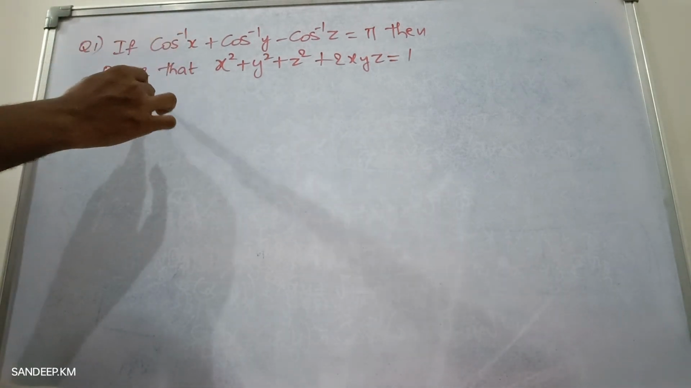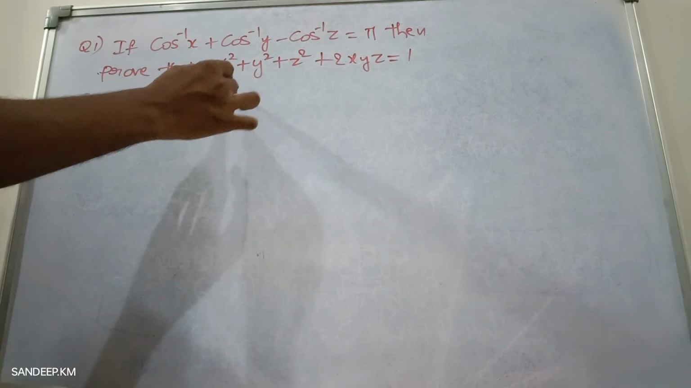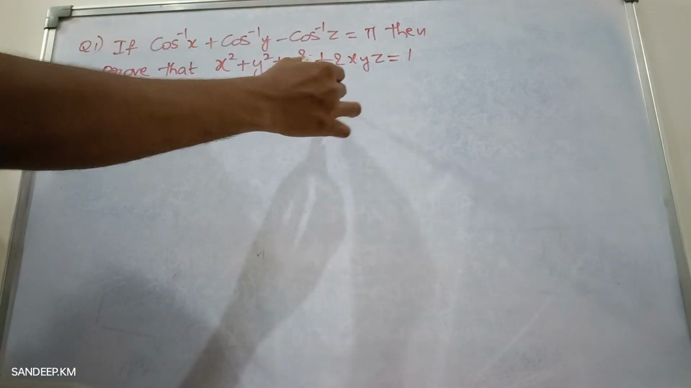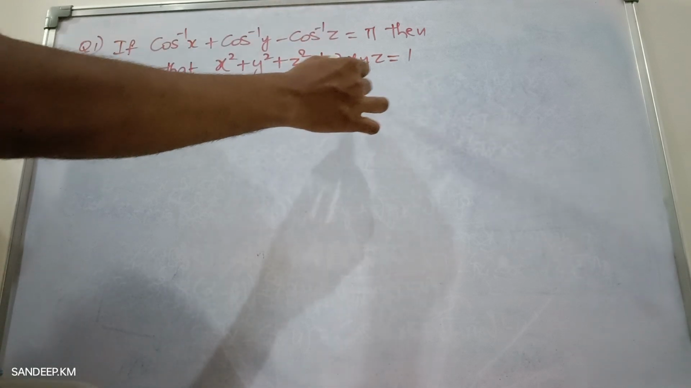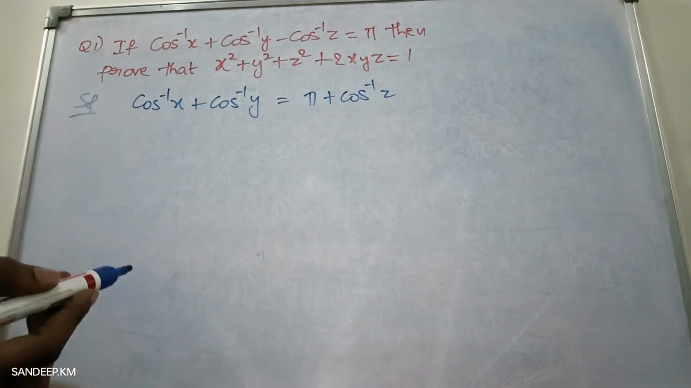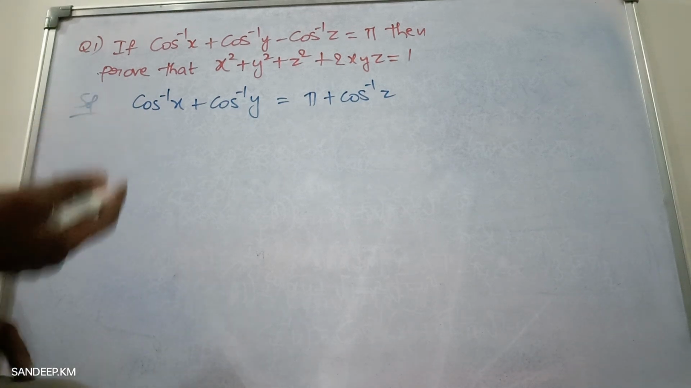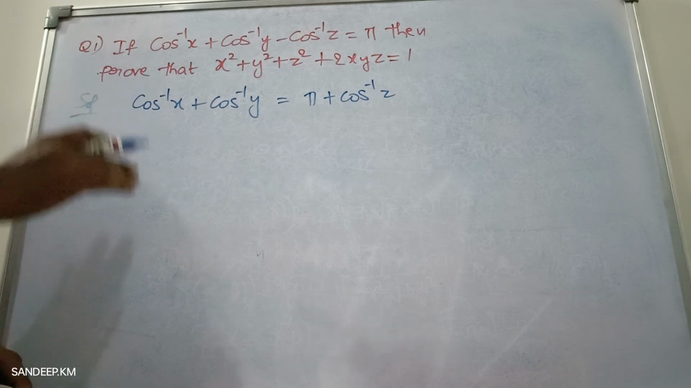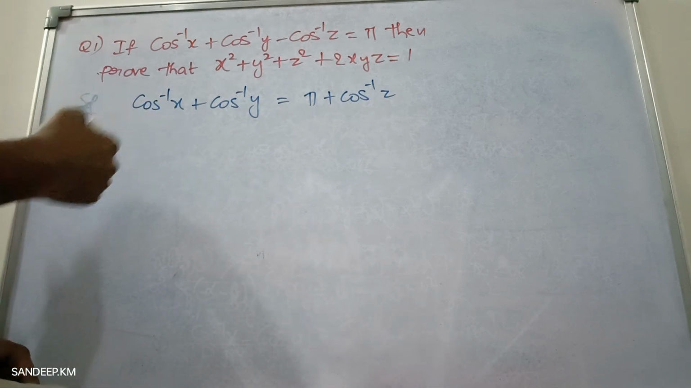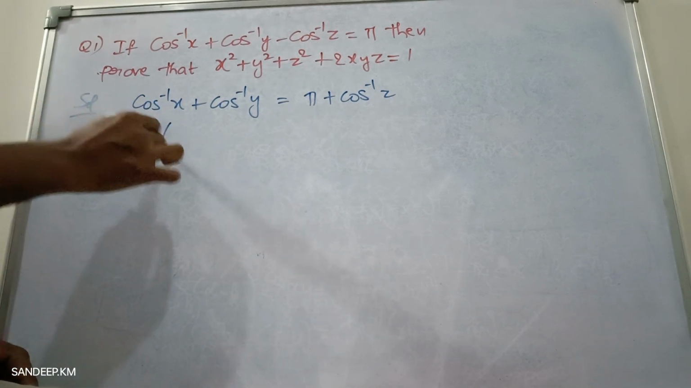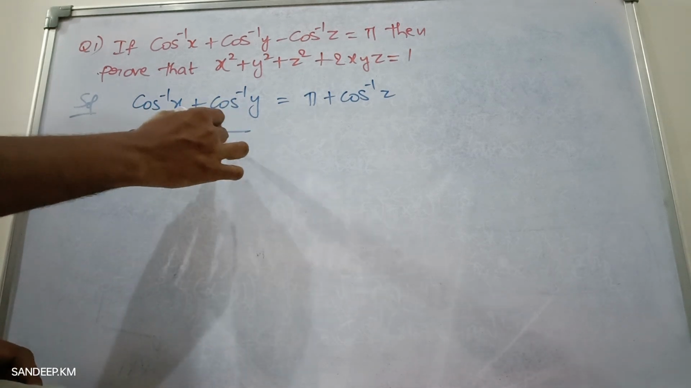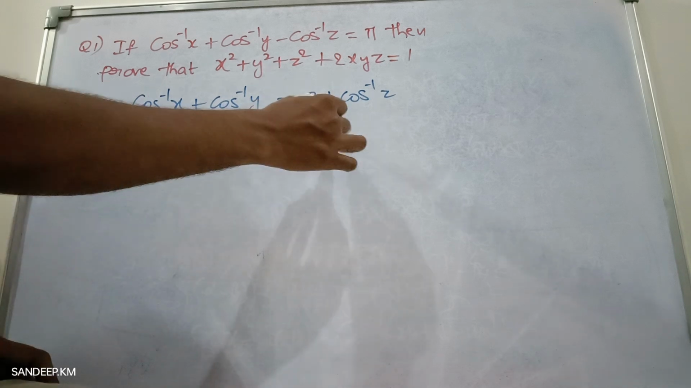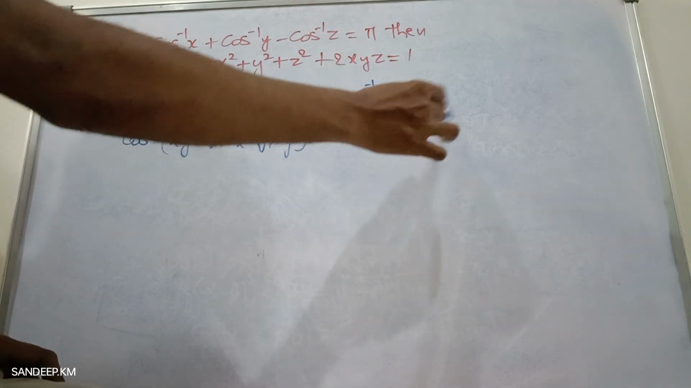So first of all, cos inverse x plus cos inverse y is equal to pi as it is, and minus cos inverse z goes to that side, plus cos inverse z. Now we have a formula for cos inverse x plus cos inverse y, and we will assume that x and y both are positive. Using that formula, what is it? Cos inverse of xy minus root of 1 minus x square into root of 1 minus y square, which is equal to pi plus cos inverse z.